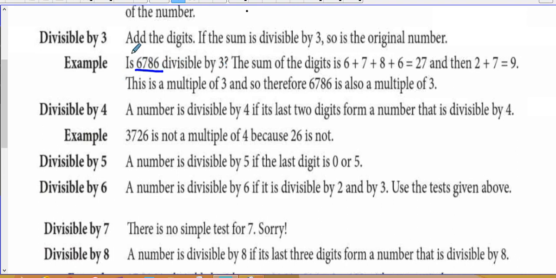If you want to find out if this number 6,786 is divisible by 3, the first thing you have to do is to add the digits. The digits are 6, 7, 8, and 6. So you have to add them: 6 plus 7 plus 8 plus 6. The answer is 27. If you find that 27 is still a bigger number, then you can take the digits which make up the number 27 and add them. What do you get? 2 plus 7 is equal to 9.